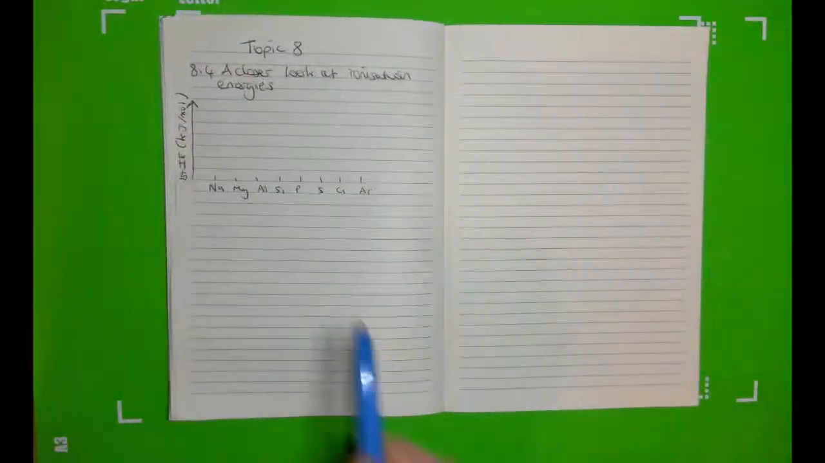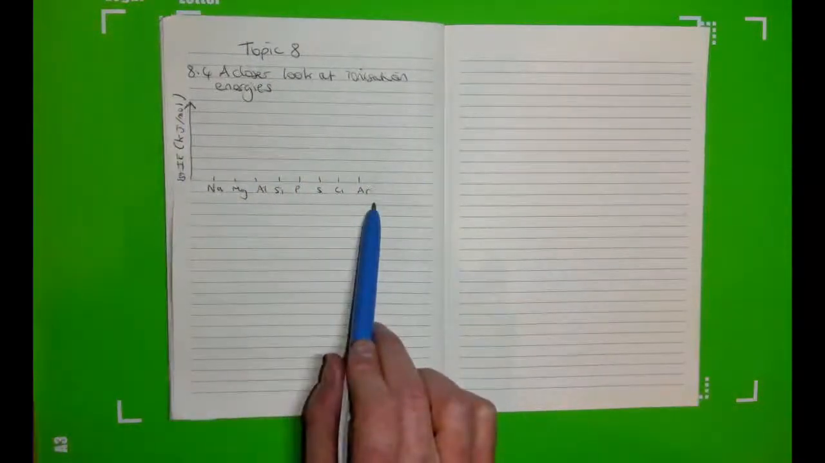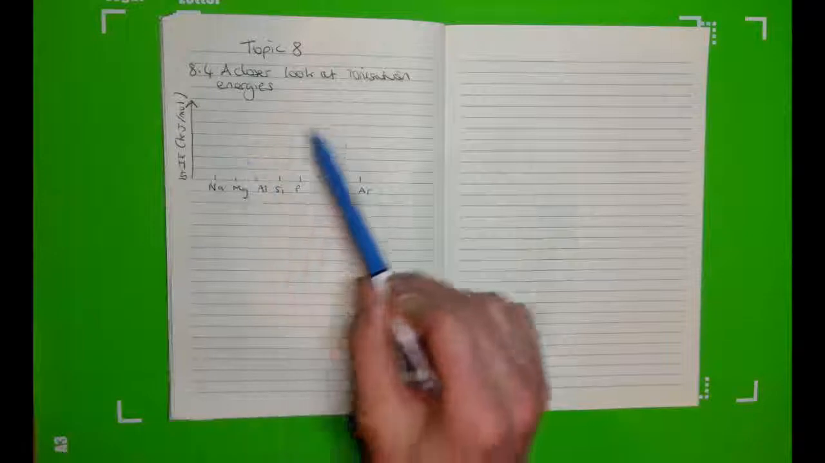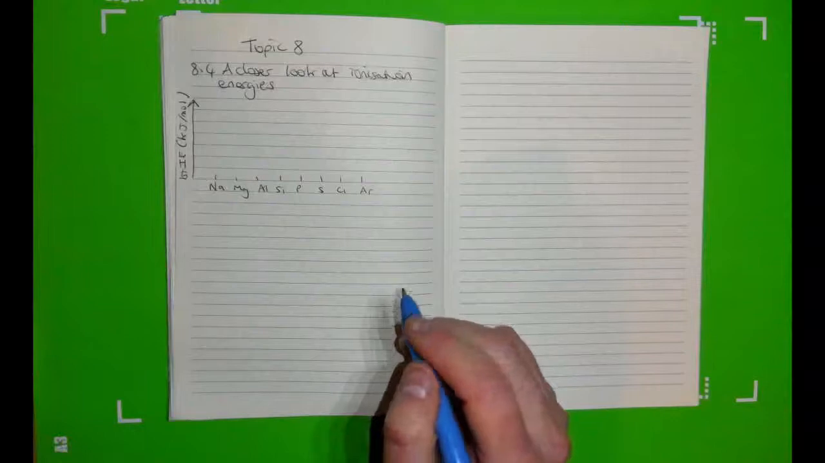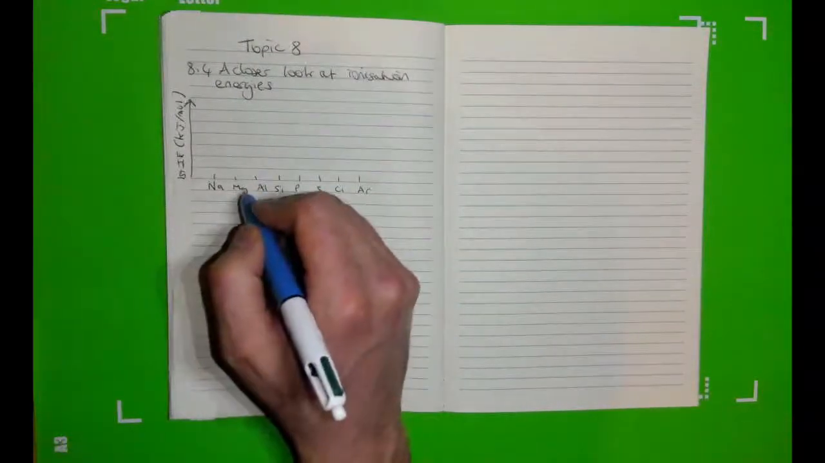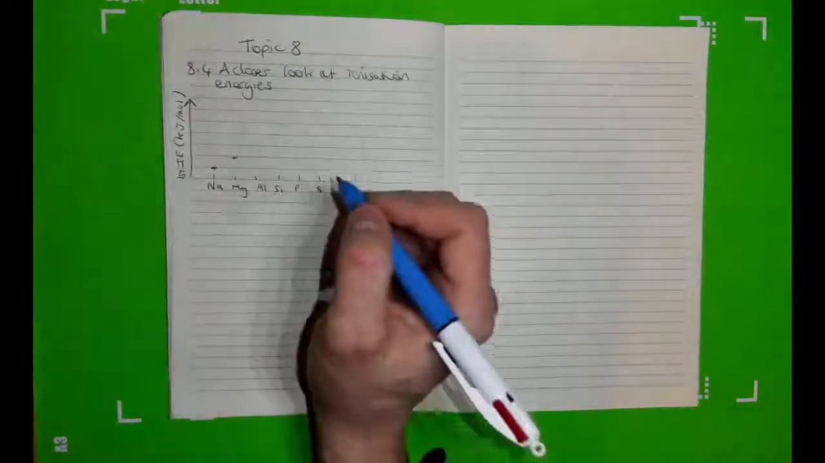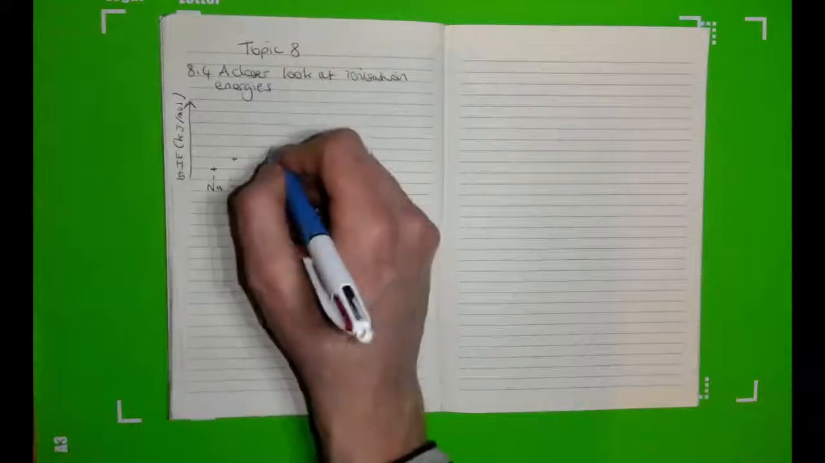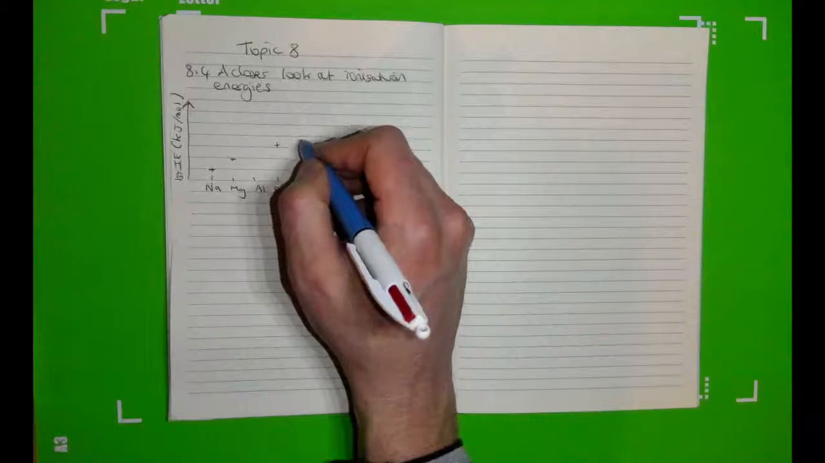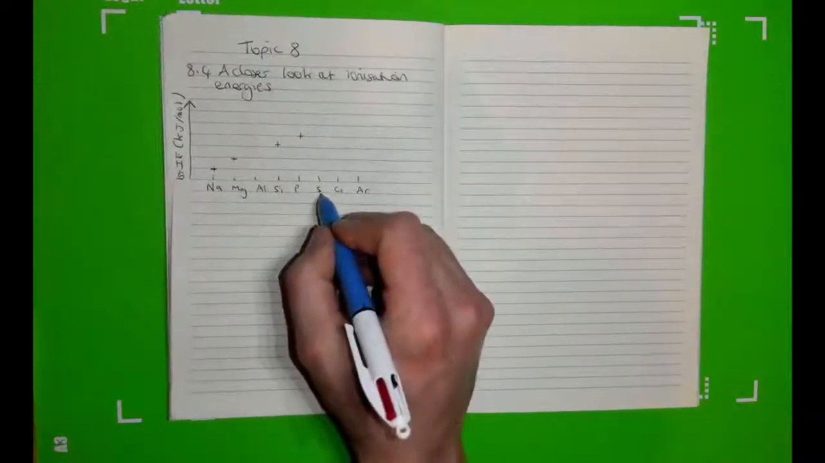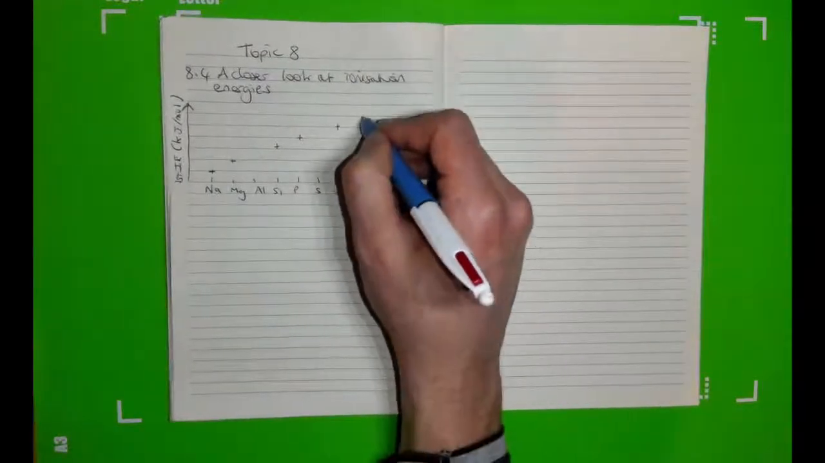Now, we know that there's a general increase in ionisation energy as we go across a period because the number of protons in the nucleus increases. So our graph goes like that, yeah? So I'm going to put in the points which are consistent with that trend. So sodium, magnesium, aluminium isn't, so let's come back to aluminium, silicon, phosphorus, sulfur isn't, so let's come back to sulfur, chlorine, and argon.